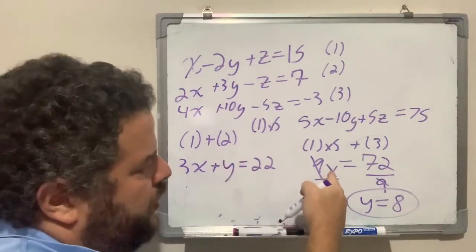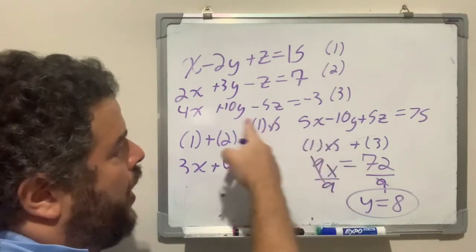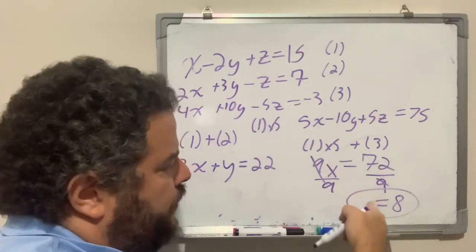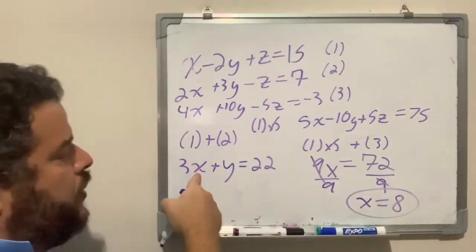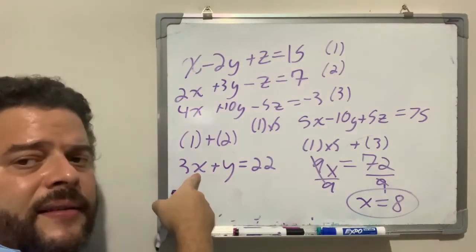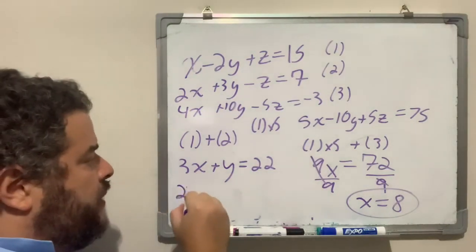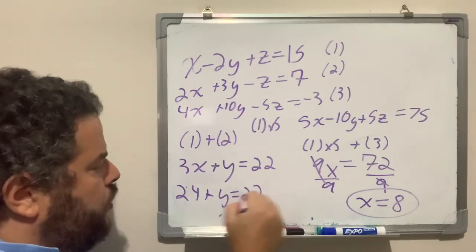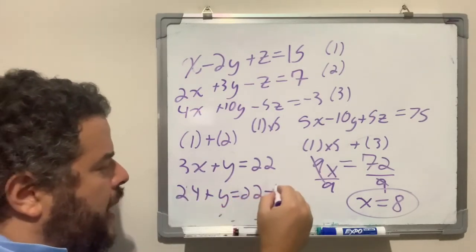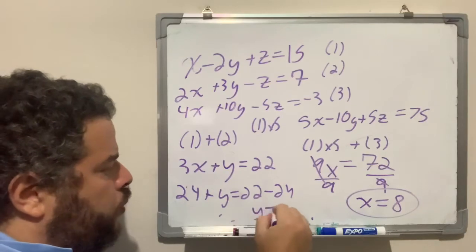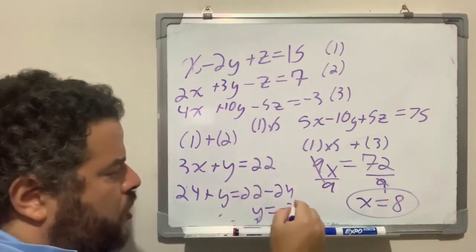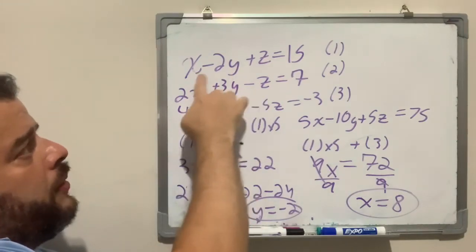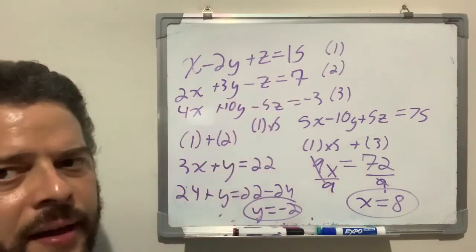Again, I thought this was a y, this was actually an x. The y canceled out, the z canceled out, and x gives you 8. So now I put my x equals 8 here, and that's gonna be 24 plus y equals 22. I isolate this, minus 24, and I'm told y equals negative 2. So now I have an x value and a y value. All you have to do is plug those in here to find your z value.